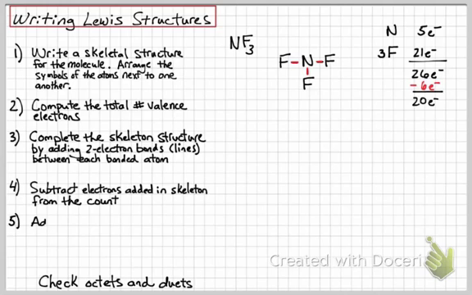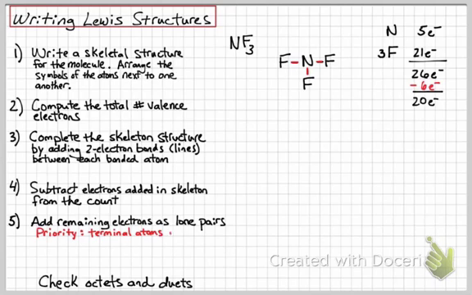Well, the next step is to add remaining electrons as lone pairs, in other words, unbonded pairs. And I'm going to give you a little advice. You'll have fewer problems if you set a priority to put those lone pairs around the terminal atoms and/or the most electronegative atoms first.